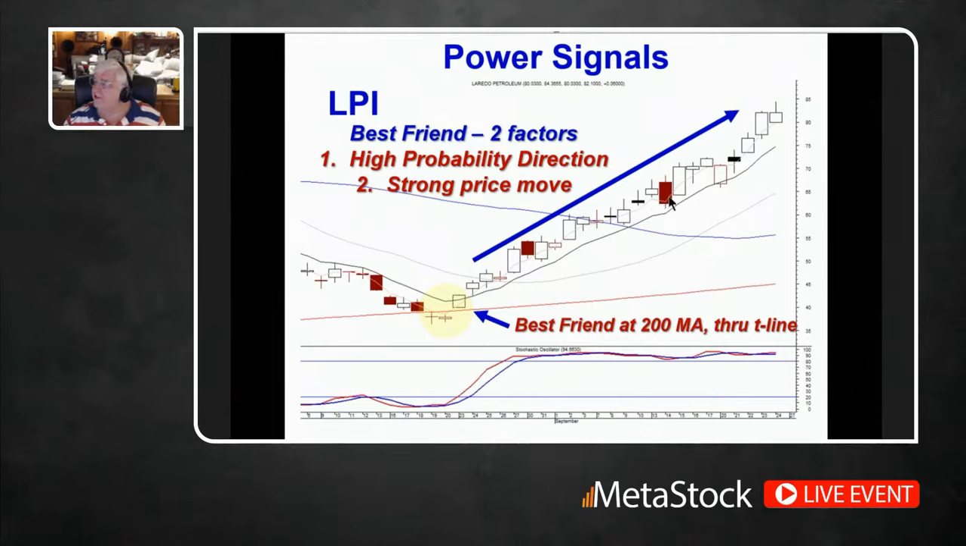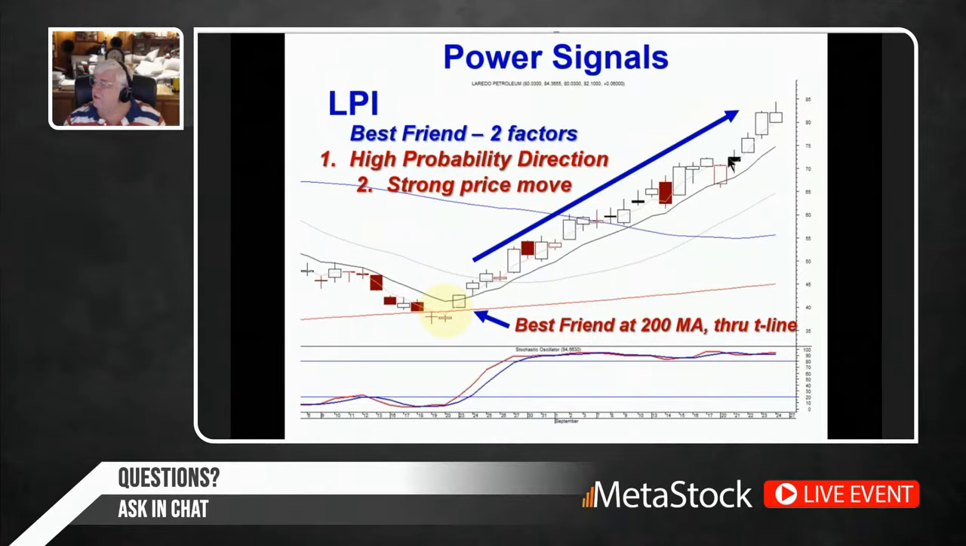Even if I see a sell signal, if it doesn't close below the T-line, I just stay long. And what does that do to my emotional decision making? Oh man, I've got some profits. I better take profits because this might be a sell signal. No, I just sit comfortably until we see a sell signal.